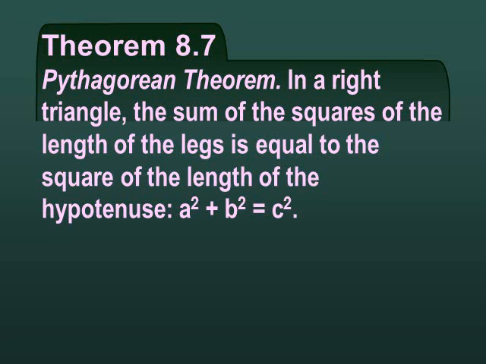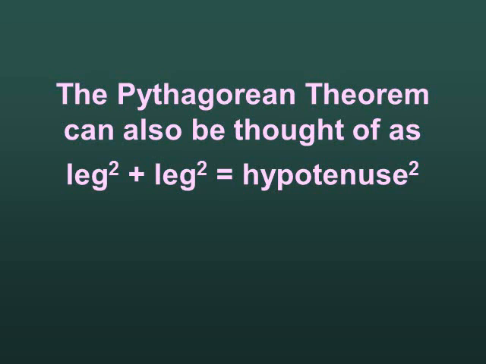Okay, so the Pythagorean theorem is a squared plus b squared equals c squared. So you have to remember the important part that students forget sometimes is that a and b are the legs of a right triangle only. It doesn't work with any other kind of triangle, acute or obtuse. It only works with a right triangle. And a and b are the legs, where c is the hypotenuse. So another way to think of it is leg squared plus leg squared is hypotenuse squared.